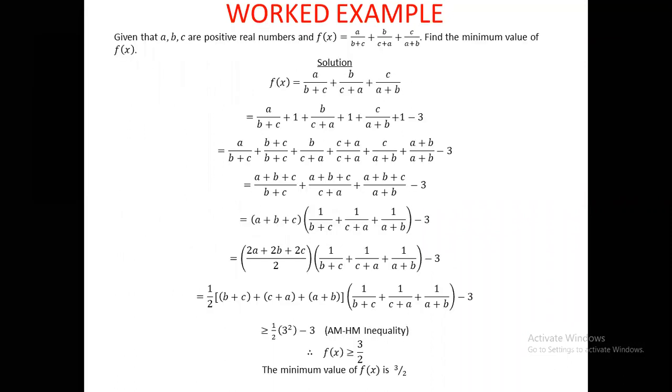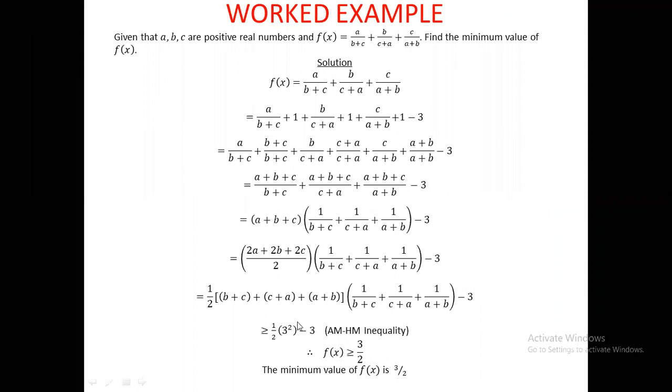Sorry about that. So we see that the product is at least the number of observations squared. In this case, it's 3 squared. So please observe closely that I'm going to replace the 2 brackets with 3 squared. What I'm saying is that this expression is at least 3 squared, based on the AM-HM inequality. So we have half times 3 squared minus 3. If you simplify this, 3 squared is 9. Half of 9 minus 3, you have 3 over 2.